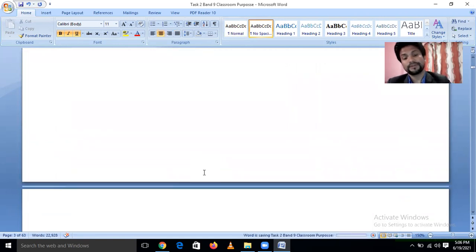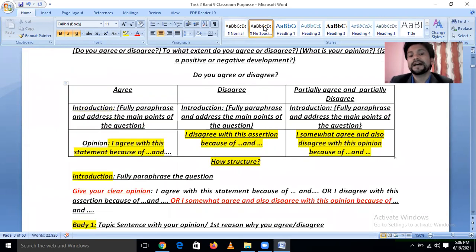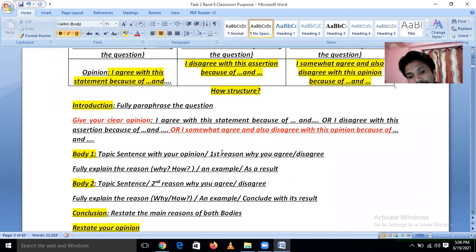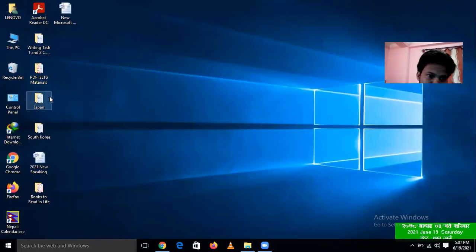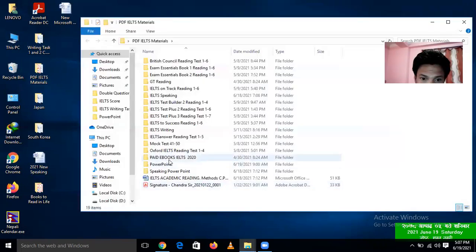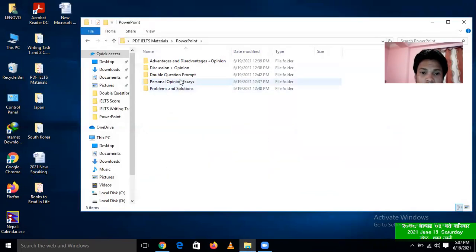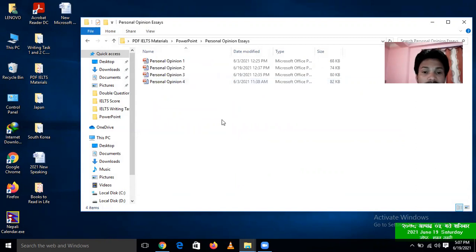So let's look at the sample essay, how I write. Please write down the generic structure and follow each and every step of mine if you really want to get a higher band score in IELTS writing. I'm going to share from the PowerPoint. Okay, let's look at the PowerPoint. We're talking about the personal opinion essay.